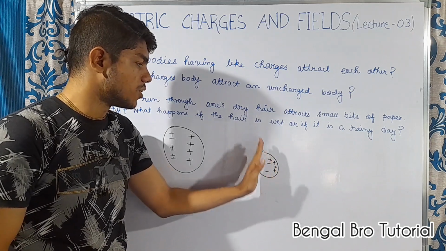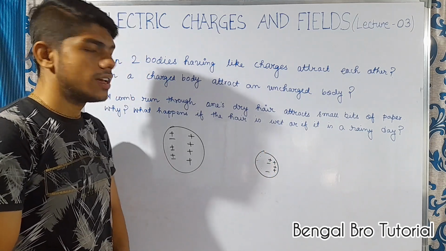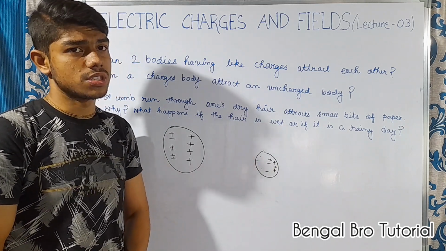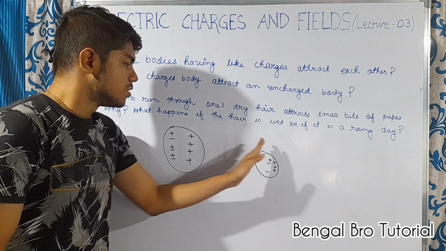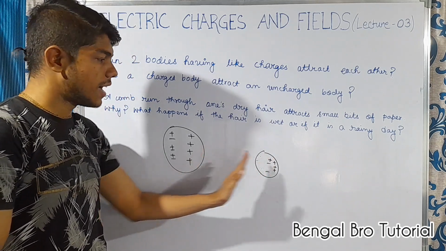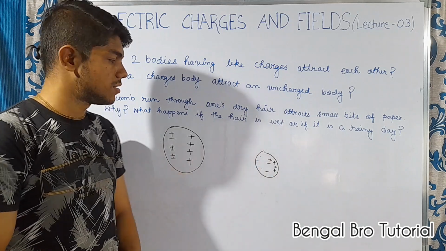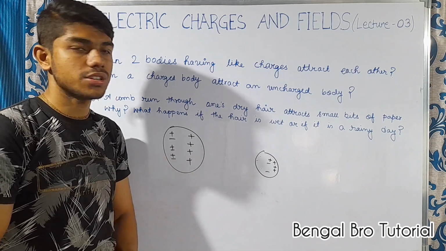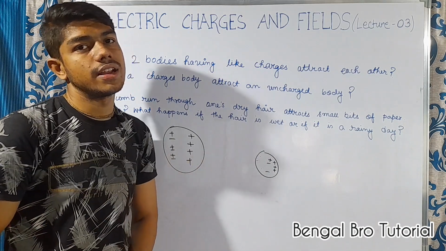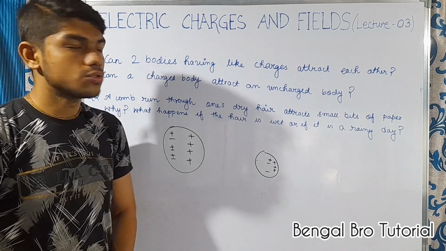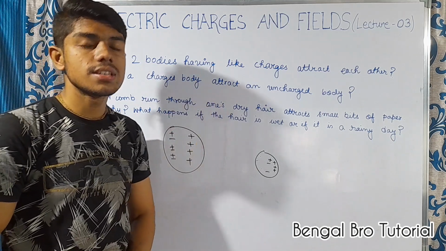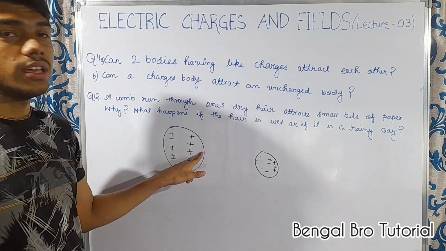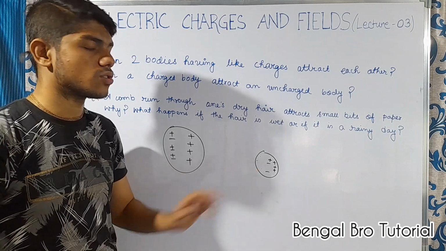One side of this body has become negatively charged and the opposite side has become positively charged. So this side will get attracted and the other side will get repelled. But the force of repulsion will be less compared to the force of attraction and the two bodies will get attracted towards each other. So two bodies having like charges can attract each other only and only if the charge on one body is much greater compared to the charge on the other body.